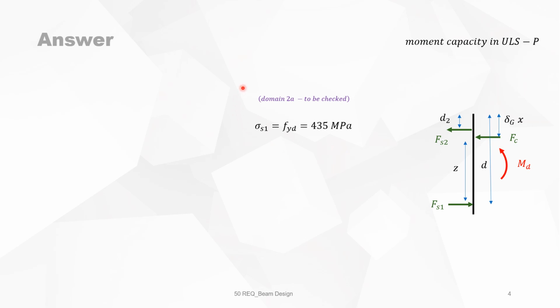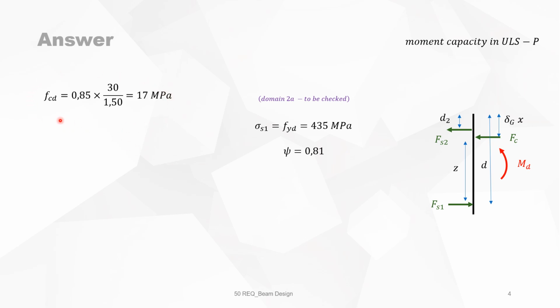Now we are in domain 2A, or we will gamble, in fact, that this is domain 2A, but we will always have to check afterwards if this is correct. And in domain 2A, sigma s1, which is the stress in the tension reinforcement, is yielding, so sigma s1 is 435 megapascal, which is 500 divided by 1.15. The filling coefficient in domain 2A is a constant and it's 0.81.